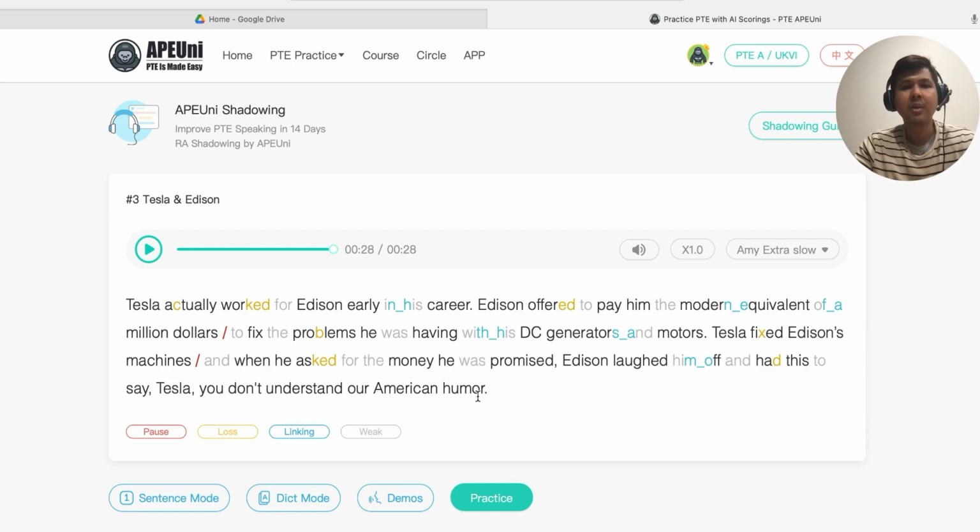So now I'm going to read one more time from beginning to the end so that you can notice what I'm going to do for each sentence. Tesla actually worked for Edison early in his career. Edison offered to pay him the modern equivalent of $1 million to fix the problems he was having with his DC generators and motors. Tesla fixed Edison's machines, and when he asked for the money he was promised, Edison laughed him off and had this to say, "Tesla, you don't understand our American humor."